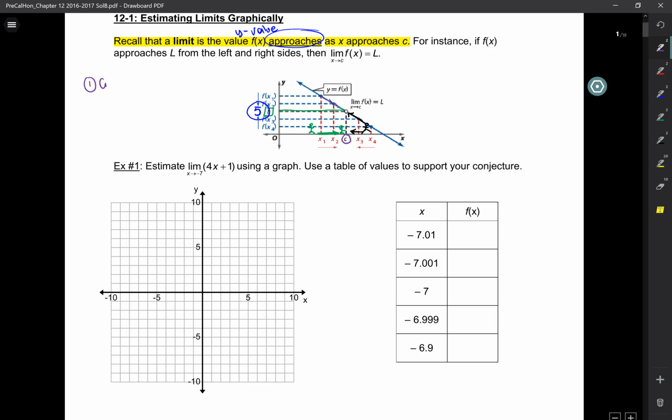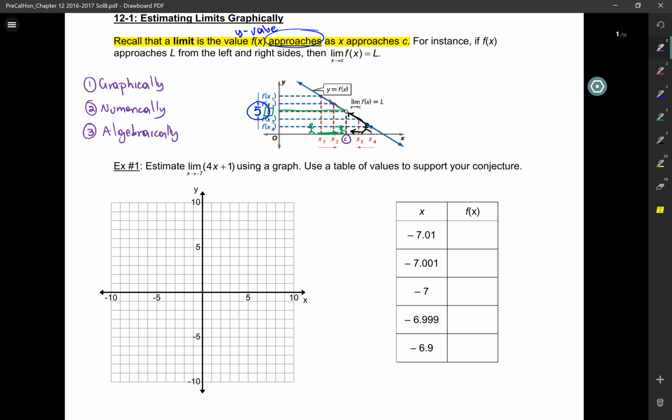Okay? Now, in math, there are 3 approaches to solving any problem. One is graphically. Next is numerically. And third is algebraically. So graphically, that's easy, right? You just graph something and take a look.